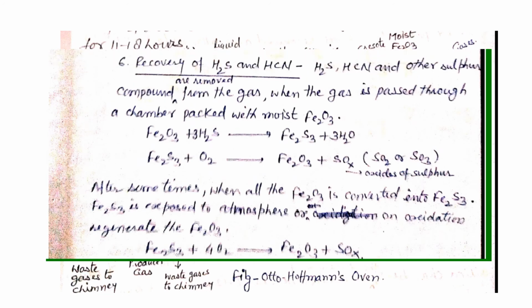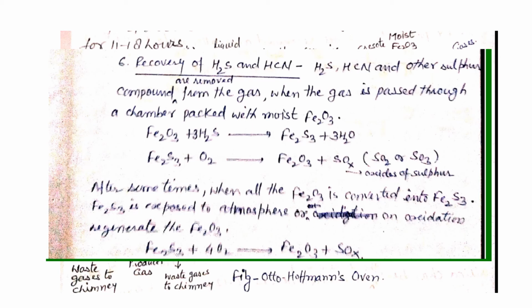The most important is the recovery of the poisonous gases, H2S and HCN. H2S, HCN and other sulfur compounds are removed from the gaseous mixture when the gas is passed through a chamber packed with moist Fe2O3. So how does this Fe2O3 react with H2S? Here you can see the reaction. This is the moist Fe2O3. When H2S gas comes in contact with this catalyst, it makes Fe2S3 as a solid product and 3H2.